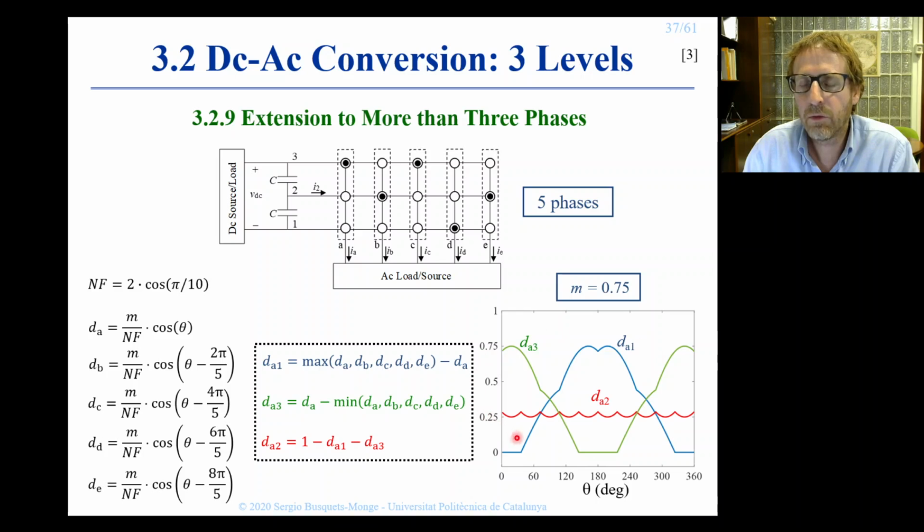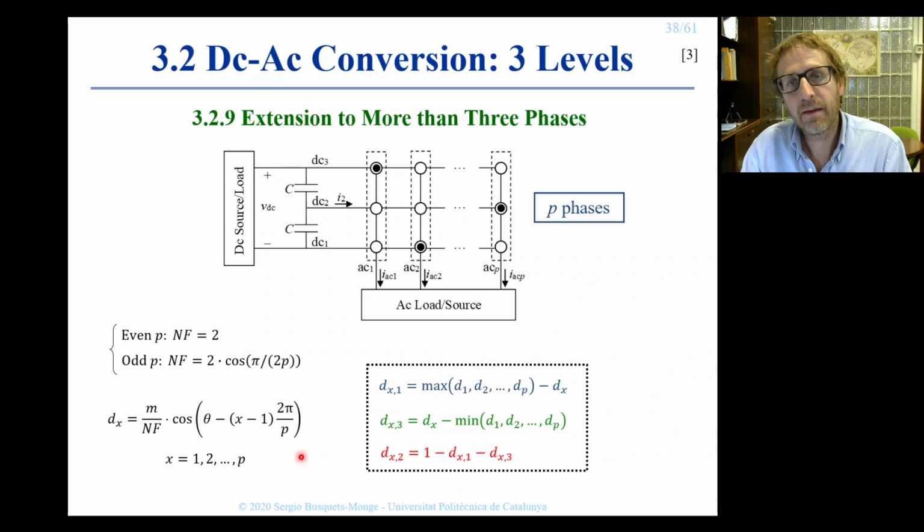The resulting leg duty ratios look a little bit different, but essentially the approach is exactly the same. And it can easily be extended to any number of phases. We just need to follow the same approach.